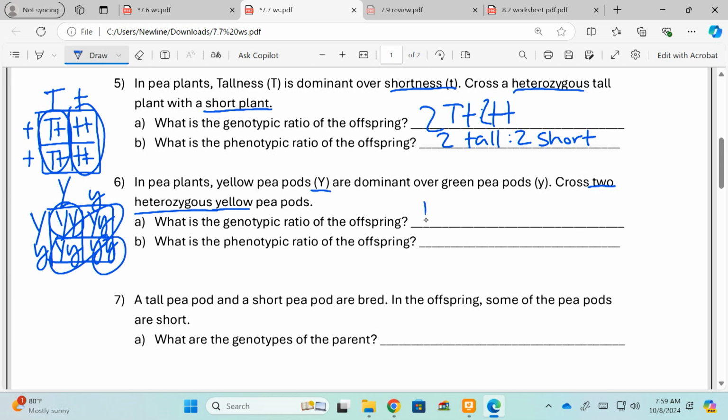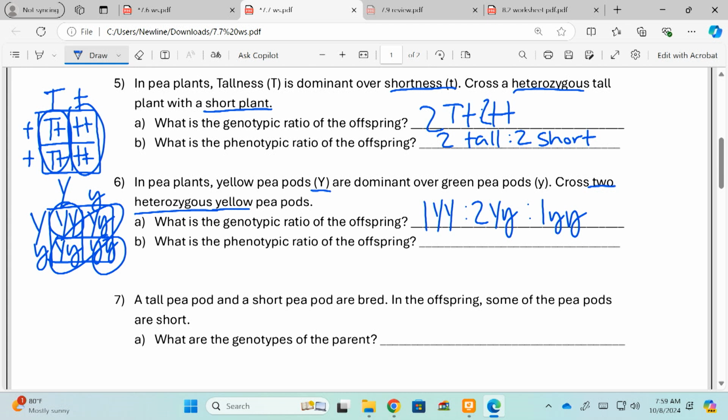combination. So this is actually 1. We would call this a 1 to 2 to 1 ratio. So 2 are like that, and then 1 is like this right here. Okay? And then what is the phenotypic ratio?